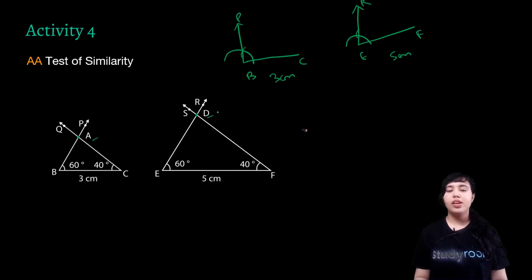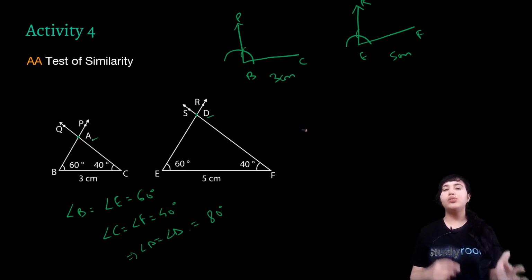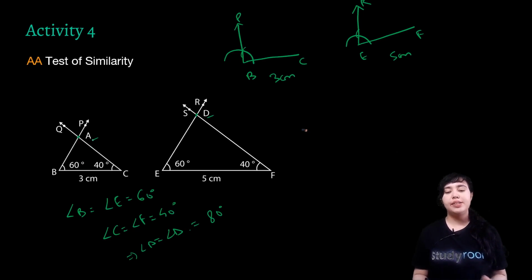and D. Once you're done with this, you can see that angle B is equal to angle E, which is equal to 60 degrees, and angle C is equal to angle F, which is equal to 40 degrees. Needless to say, it obviously means that angle A and angle D are equal because the sum of angles of a triangle is equal to 180 degrees, which means 180 minus 60 minus 40, 180 minus 100 degrees, which means this has to be equal to 80 degrees each. So even if you're given two angles, it automatically means that the third angle has to be equal when you're looking for similarity.